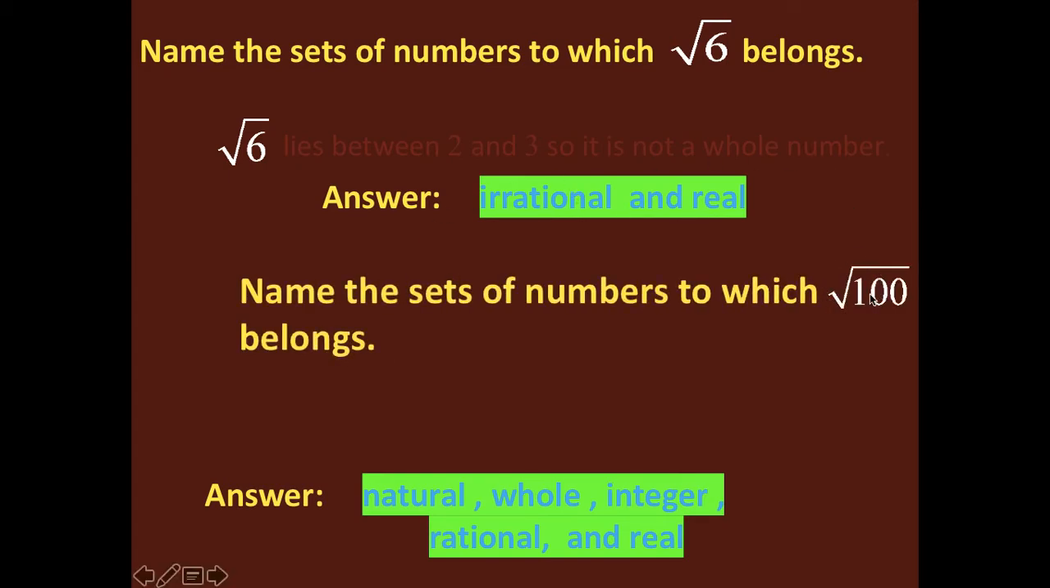Then root of 100. We know that square root of 100 is 10. That is, it's a perfect square. So it can be natural, whole, integer, rational, and real number. It can be a natural number because it starts from 1. Whole number because it includes 0 as well. Integer because it can be either positive or negative 10. Rational because it is a perfect square, and it's a real number.